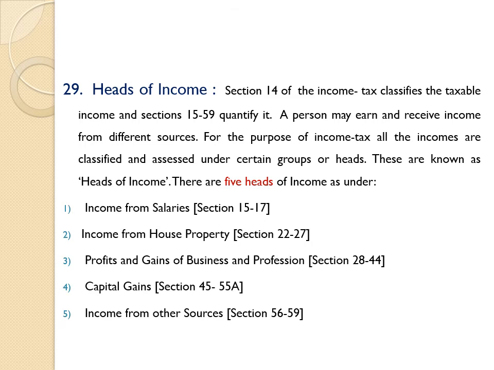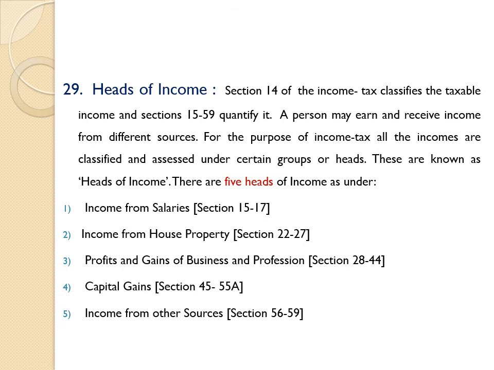Profits and gains of business and profession, sections 28 to 44. Profits of business are counted under the head business and profession. Gains of the profession are counted under this head. Capital gains, sections 45 to 55A. There are two types of capital gains, short-term capital gain and long-term capital gain. So, capital gains are counted under the head capital gains.